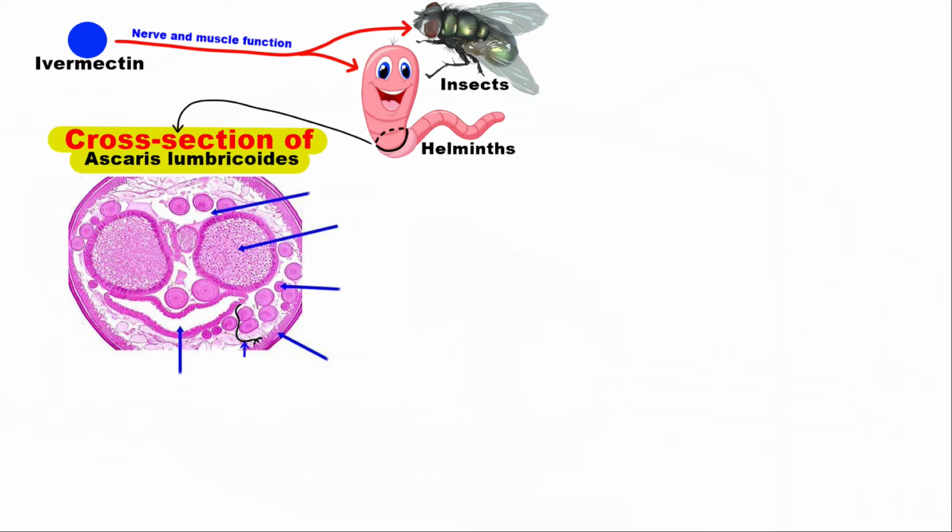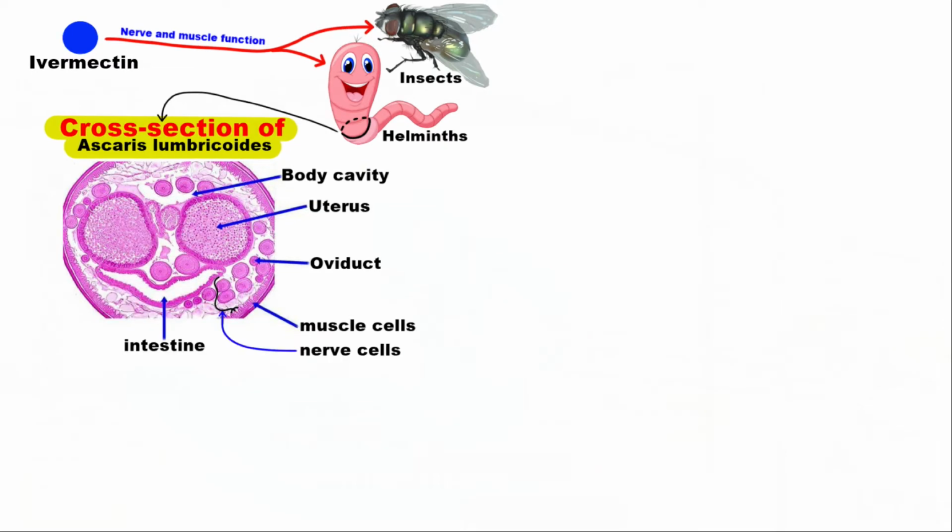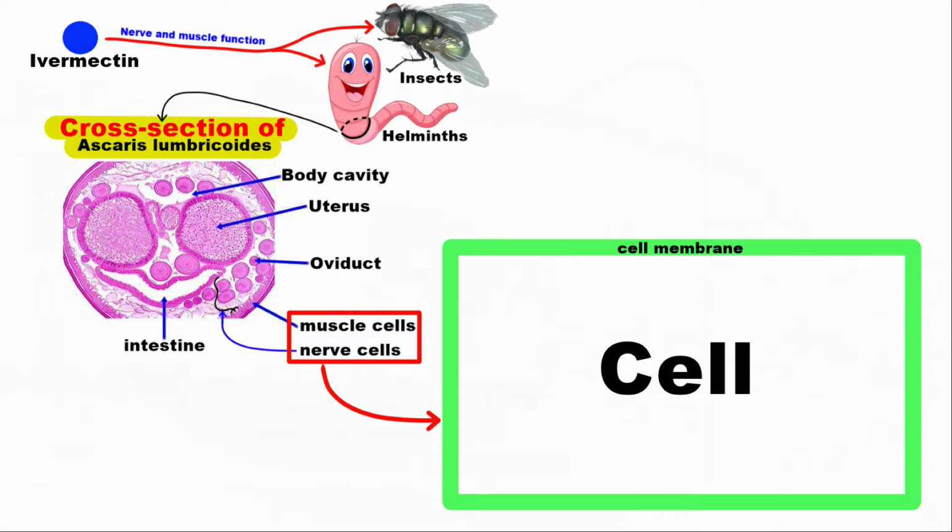It consists of body cavity, intestine with epithelial cells that absorb glucose, amino acids, and other nutrients, muscle cells that contract and move the parasite's body, nerve cells that innervate these muscle cells, oviduct, and uterus. This green rectangle represents the nerve cell or the muscle cell of the helminth.